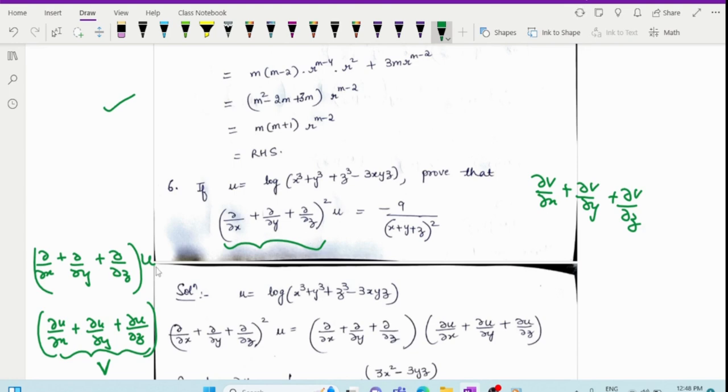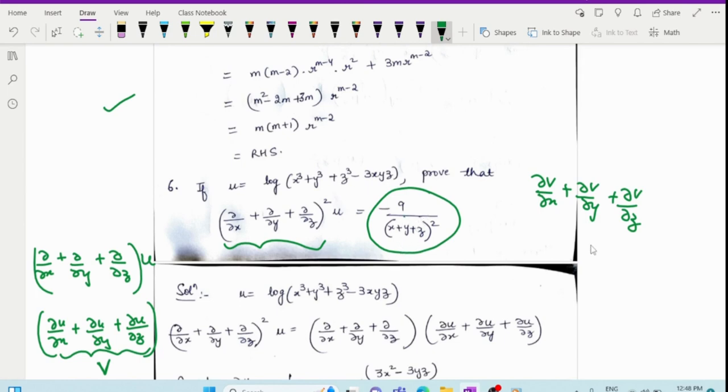This is a square of the operator del by del x plus del by del y plus del by del z, which means del u by del x plus del u by del y plus del u by del z, and whatever answer you get, suppose v is that answer, then you will do del v by del x plus del v by del y plus del v by del z and prove that it's equal to minus 9 upon x plus y plus z whole square.